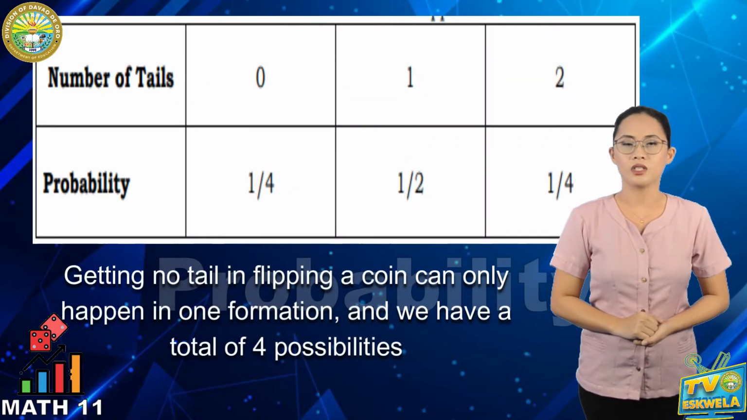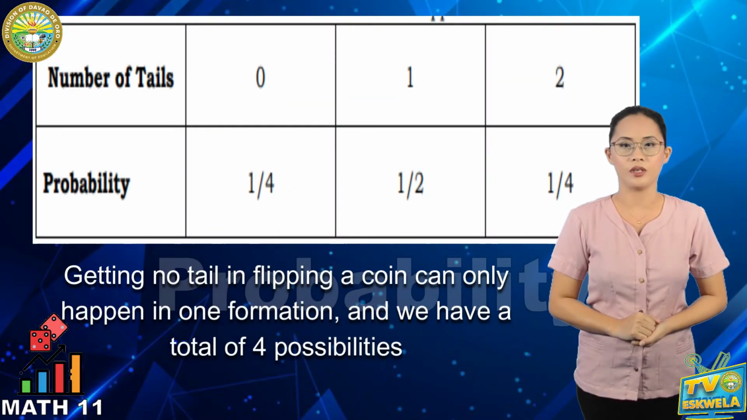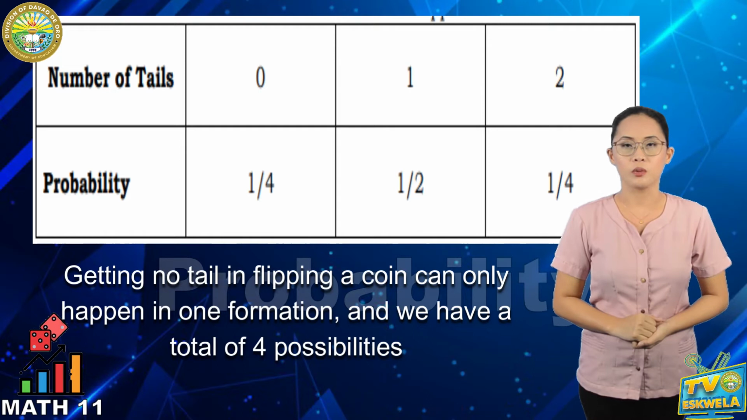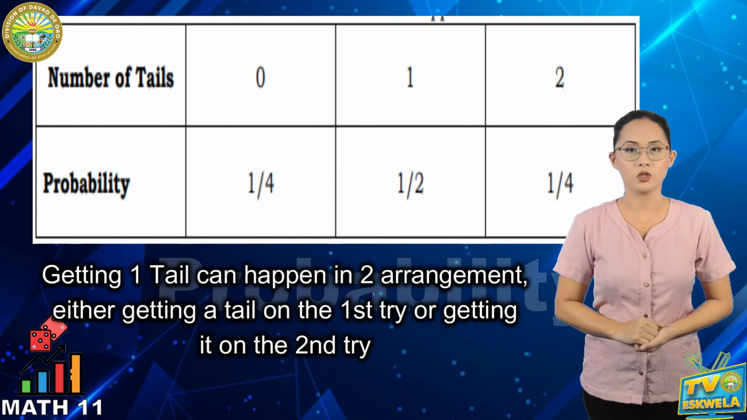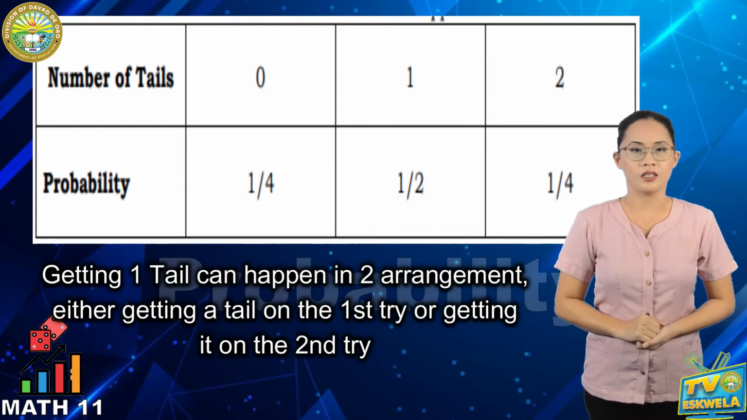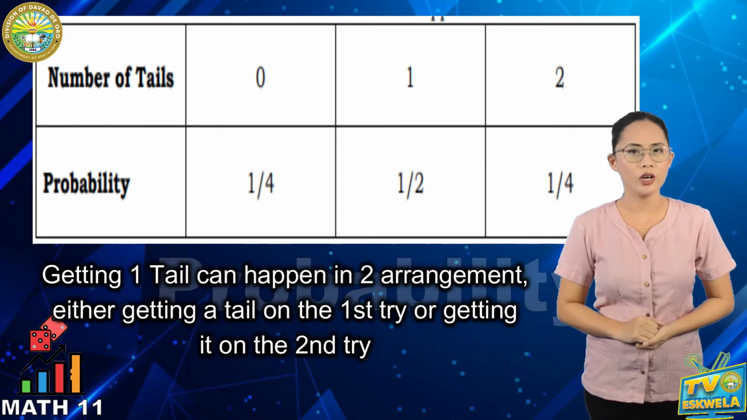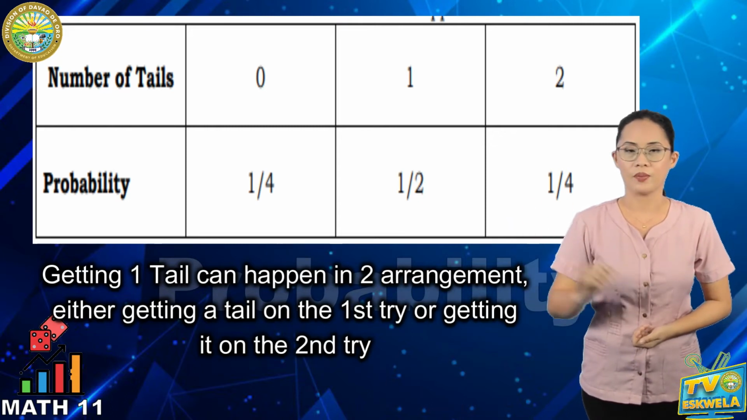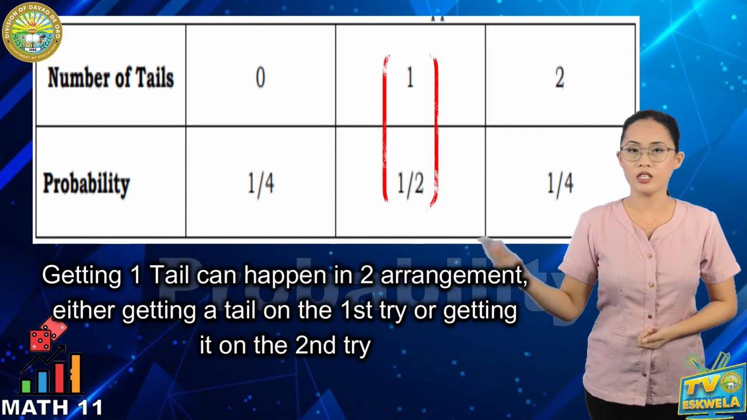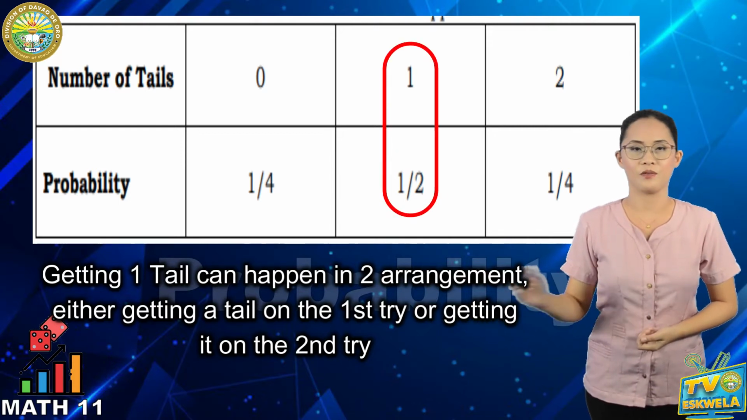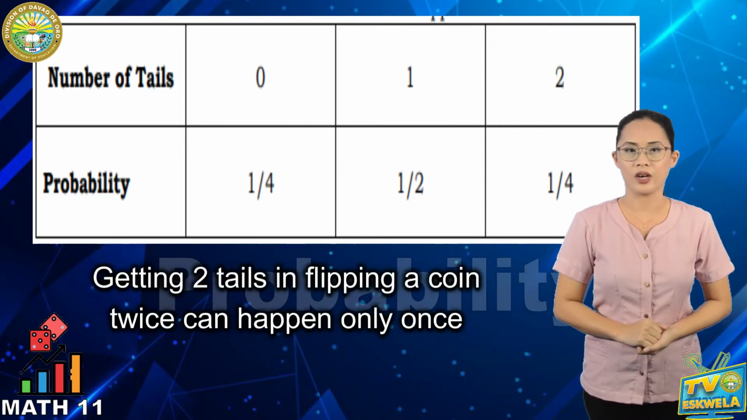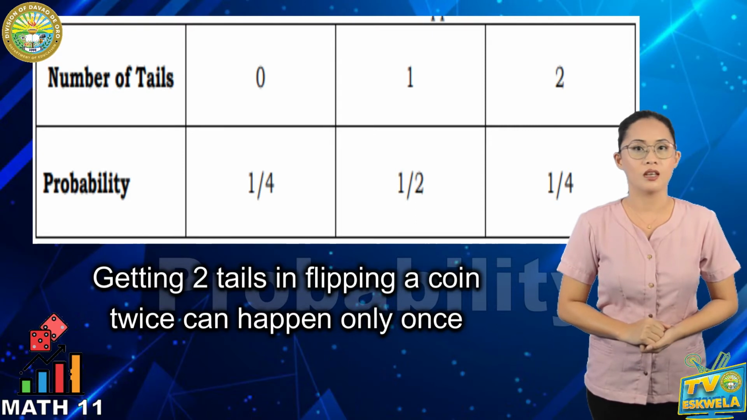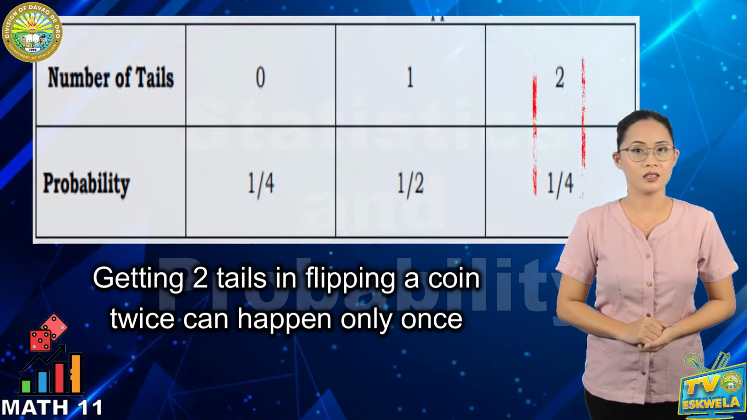Since getting no tail in flipping a coin can only happen in 1 formation, and we have a total of 4 possibilities, its probability is 1/4. Getting 1 tail can happen in 2 arrangements, either getting a tail on the first try or getting a tail on the second try. Thus, our probability is 2/4 or 1/2. And lastly, getting 2 tails in flipping a coin twice can happen only once. So, its probability is 1/4.